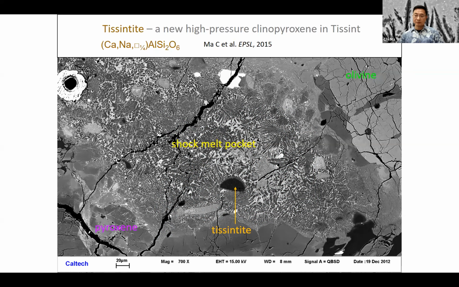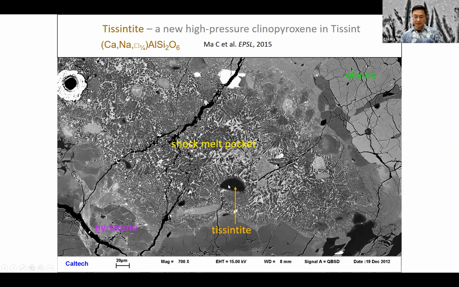Okay, next new mineral from Tissint is tissintite. Tissintite is a high pressure clinopyroxene with a feldspar composition. Just think about it: a clinopyroxene with a feldspar composition. That means we need to calculate oxygen 8 to oxygen 6. That's why we have a quarter vacancy here. The type tissintite occurs here.